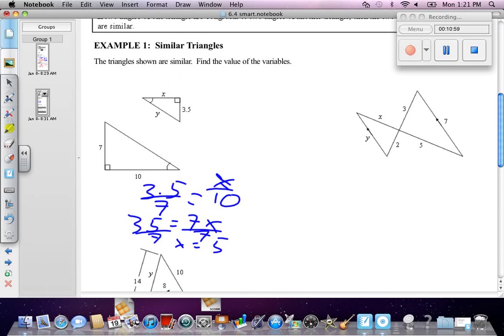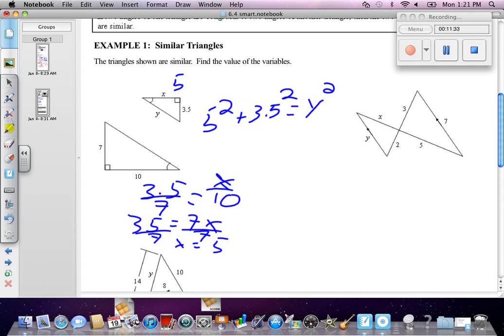So here's the hard part. How are we going to find y? Oh, right here. Because 10 is, okay. How are we going to find y? What kind of triangle is it? A right triangle. And if we have two sides of a right triangle, we can always find the third by doing what? Pythagorean theorem. Yes. 5 squared plus 3.5 squared equals y squared.